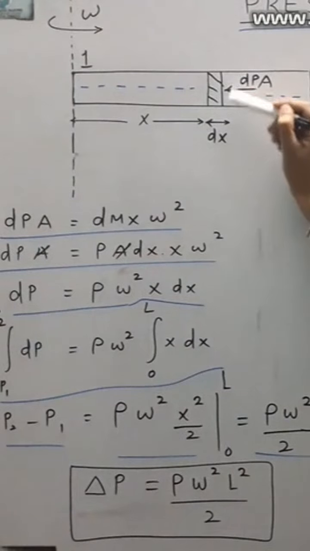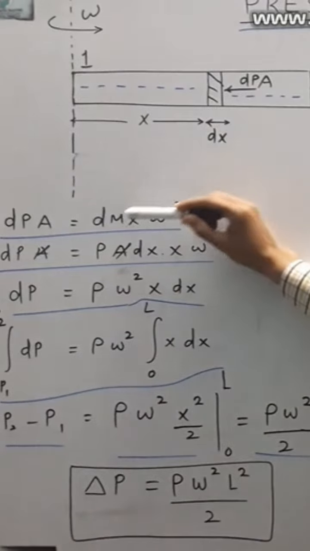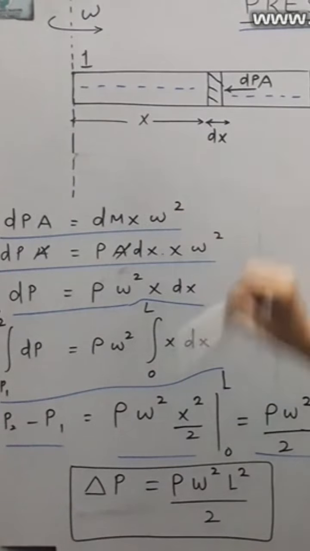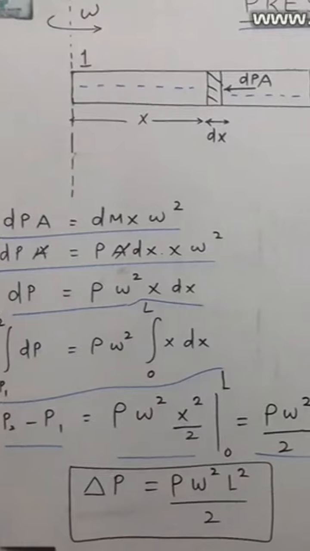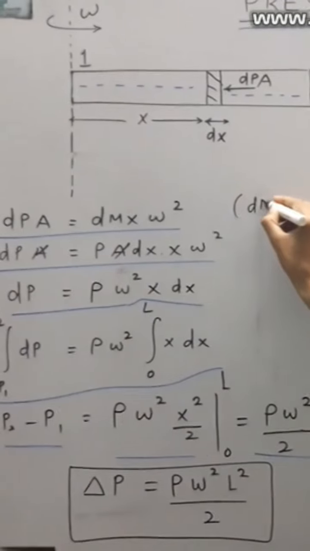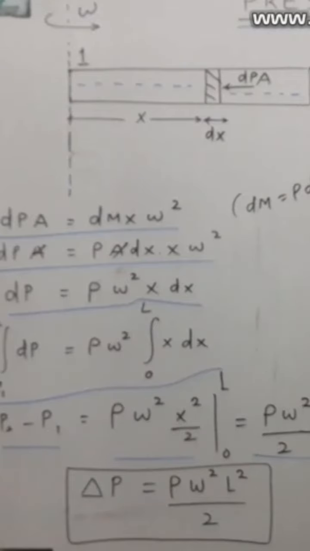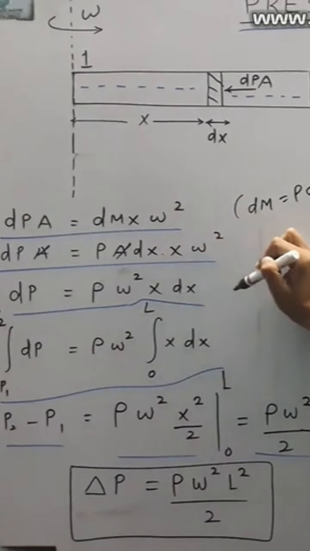So suppose dP is the pressure difference, then we have force as dP into A, and it will provide the centripetal force, so that will be equal to dm x ω², as mrω² is the centripetal force. Here mass is dm, radius is x, and omega is omega obviously. Now dm can be written as density into volume, and volume can be written as area into length. So using this expression we can write dm is equal to ρ A dx, into x ω².